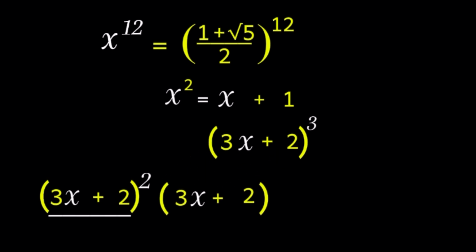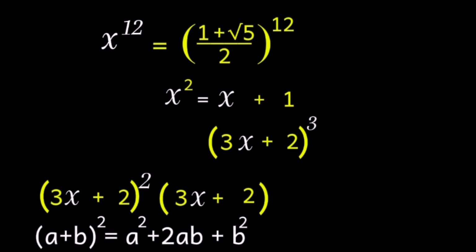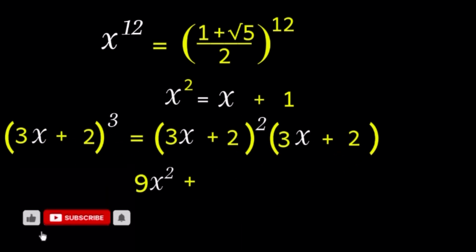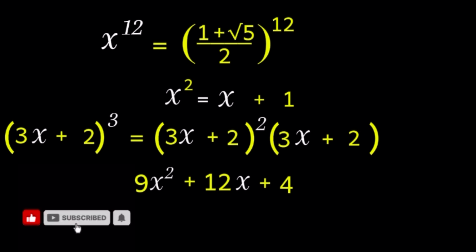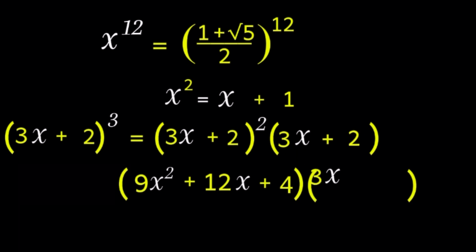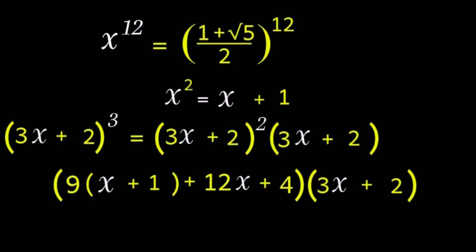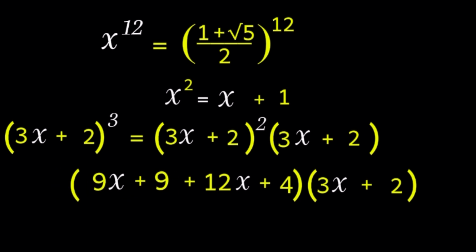Now expand (3x plus 2) squared using (a plus b) all squared equals a squared plus 2ab plus b squared. So we get 9x squared plus 12x plus 4. And do not forget to multiply everything by (3x plus 2). Now again replace x squared with x plus 1. So 9x squared becomes 9 times (x plus 1), which gives 9x plus 9. So now we have (9x plus 9 plus 12x plus 4) multiplied by (3x plus 2).